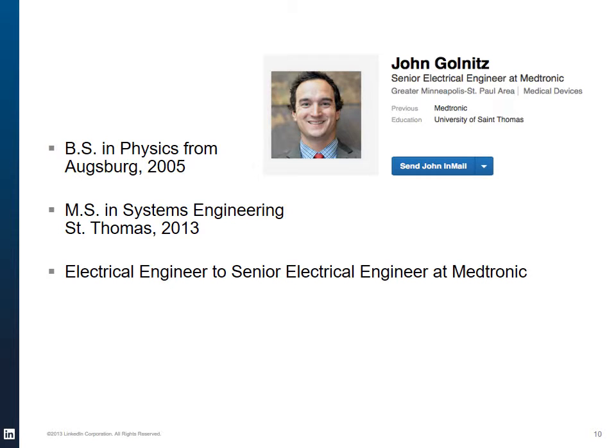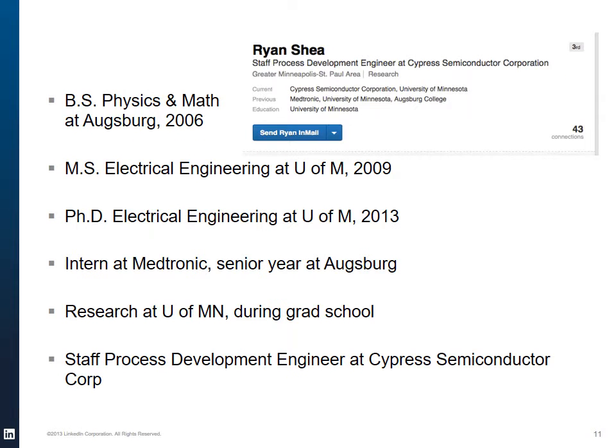So that was one. This is a second one that I found. Majored in both physics and math at Augsburg. Went on to get his master's and PhD in electrical engineering at the U. He actually interned at Medtronic his senior year at Augsburg, and he did research at the U of M during grad school and is now staff process development engineer at Cypress Semiconductor Corporation. So this is really fitting for the student that's wondering about, do I do an internship, do I work, do I go straight on to grad school? Talking to somebody like this would be really helpful.